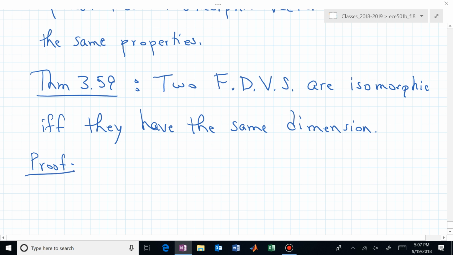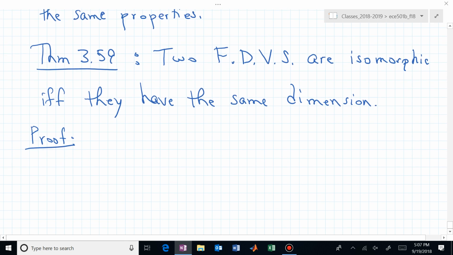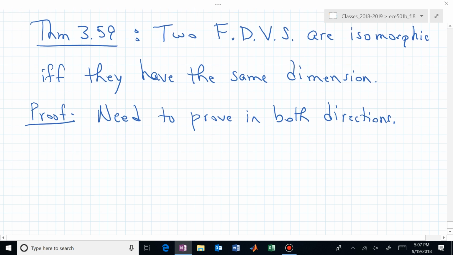Proof. So how do we prove this if and only if? We have to do the conditional in both directions. So now let's just state that. Need to prove in both directions. So we need to assume A and then show B, and then assume B and then show A.